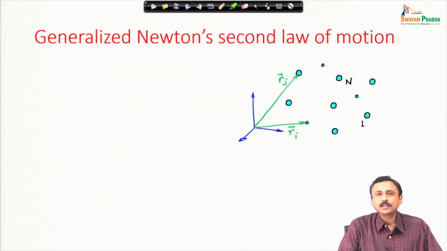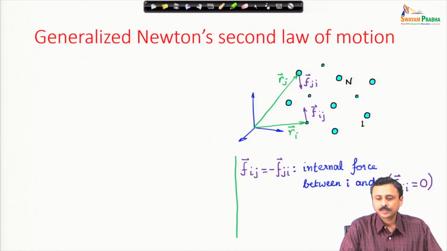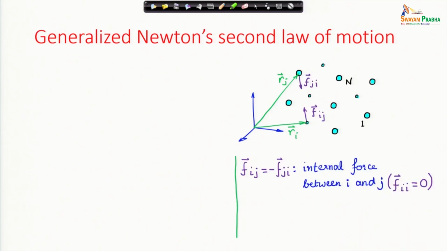Consider a system of n particles as I have shown you in this figure. The position vector of the ith particle is indicated by r_i vector in a certain inertial coordinate system, and similarly the jth particle is indicated by r_j vector. These particles might be interacting amongst each other, and F_ij is the force that acts on the ith particle due to the presence of the jth particle.